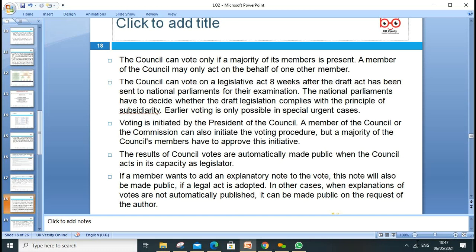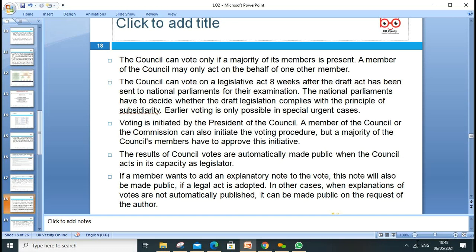The Council can vote only if the majority of its members are present, and a member of the Council may only act on behalf of one other member. The Council can vote on a legislative act 8 weeks after the draft act, so that national parliaments can examine it. The national parliaments have to decide whether the draft legislation complies with the principle of subsidiarity, and earlier voting is only possible in special urgent cases.